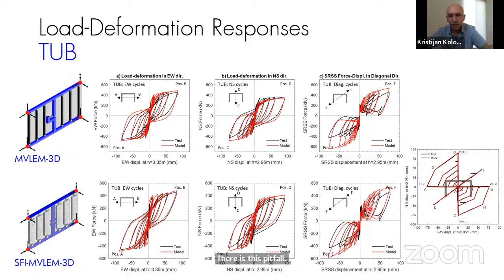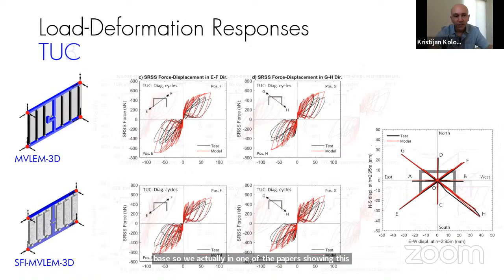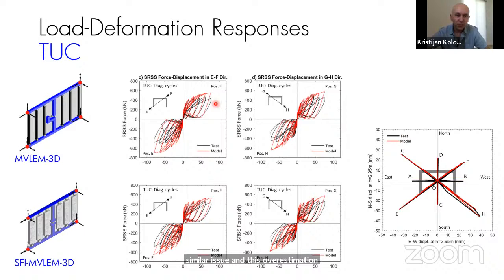So if you want to get better predictions of capacity in these diagonal loading directions, you would have to use some kind of finite element model that captures better strain distributions at the base. We actually showed this in one of our papers, but here I didn't want to get into all that. For the TUC, which is a different specimen that is loaded primarily in the principal directions, there is a similar issue. And this overestimation is particularly noticeable at larger displacement levels.